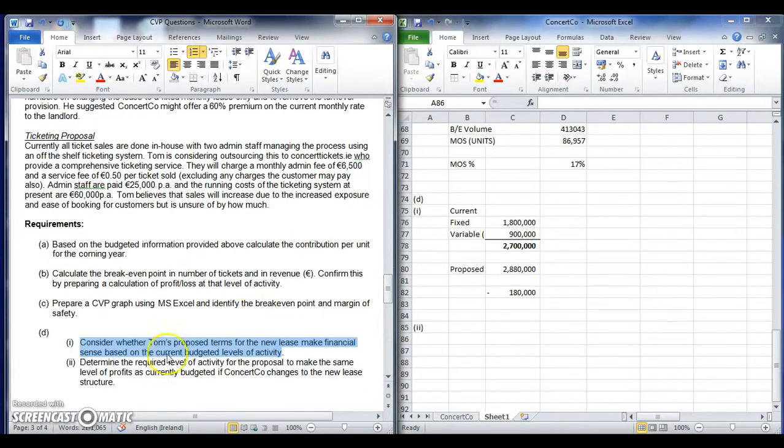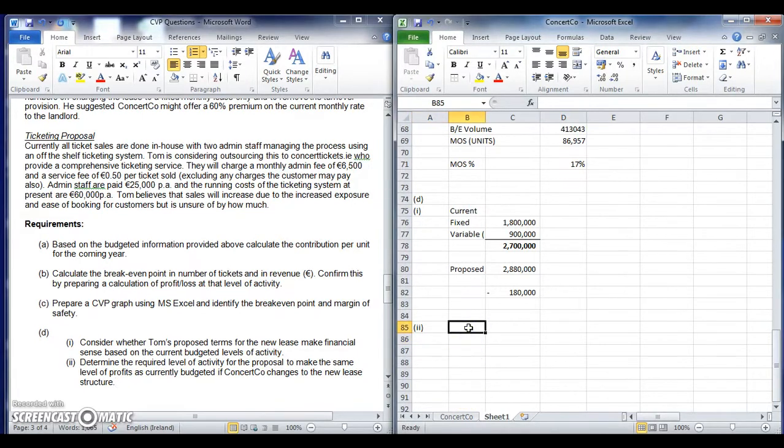The second part of that is to determine the required level of activity for the proposal to make the same level of profits as currently budgeted if ConcertCo does change the lease. There's a bit involved here, and you'll see this type of question in another revision question I give, asking what level of activity makes both options yield the same profits: staying with the current rent, with a fixed and variable portion, or changing to the new lease structure. What you're essentially comparing is the two cost structures and determining at what level of activity you would be indifferent. So the first thing we're going to look at is the new variable cost.